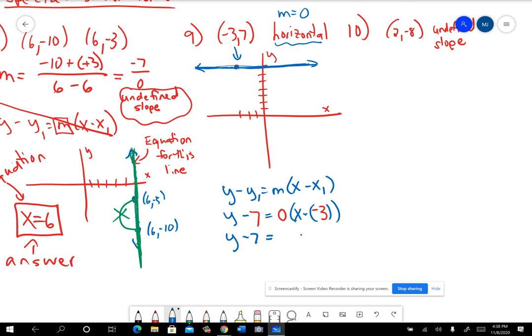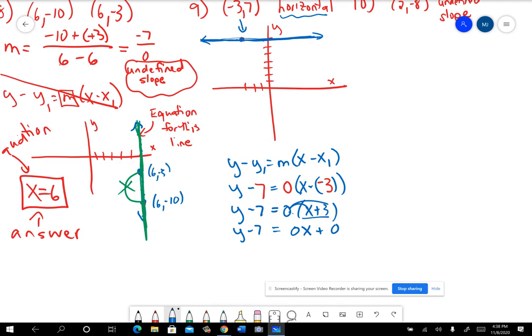And x minus negative 3 would be x plus 3. You could think about 0 times anything being 0, or you could distribute first and see that. But you see how that whole right side is 0. And so your equation would become just y equals 7. All right, so that would be the equation, and that would be correct.